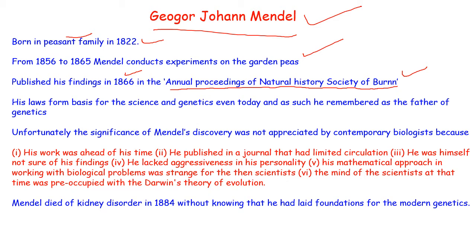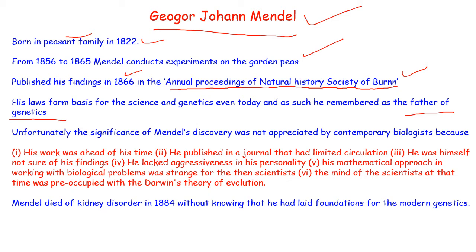It's a journal, and he published his findings in this journal. His laws form the basis for the science of genetics even today. As such, he is remembered as the father of genetics because his laws are so important. They even today form the basis for genetics: the law of segregation and the law of independent assortment.